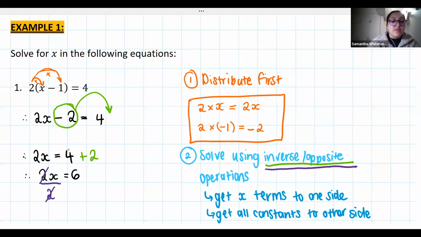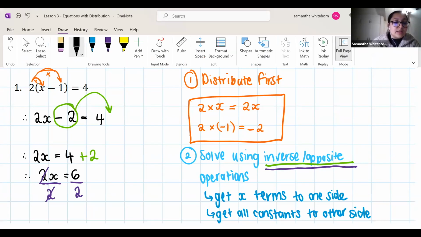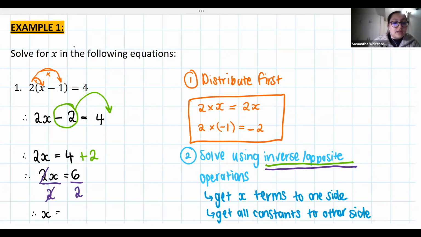But if you're going to divide the left by 2, you also need to divide the right-hand side by 2. This results in an answer of x is equal to 3, because 6 divided by 2 is 3. Now remember, grade 8, you can always check yourself.